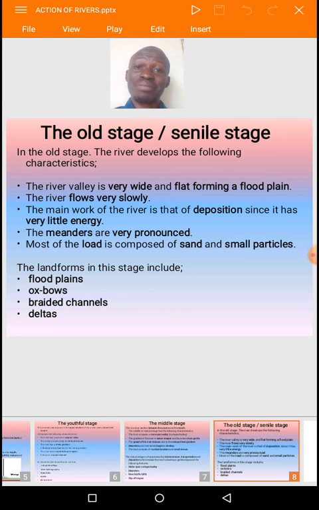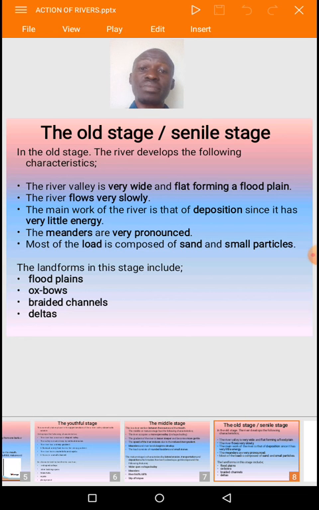The old stage. We are now getting into Egypt, to the Mediterranean Sea. So the old stage develops close to the mouth of the river. When you get to the old stage, it means the river is about to die. Can I use that? Yes, about to disappear into the ocean or into the sea or into the lake. So it is in that section which we are calling the old stage or senile.